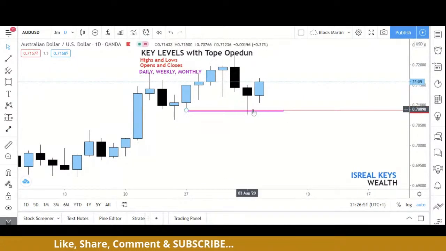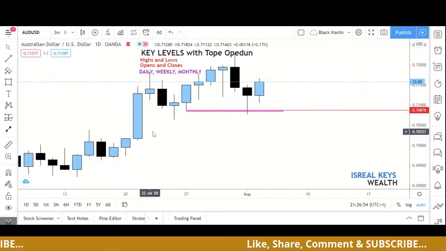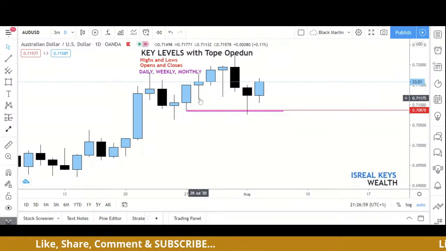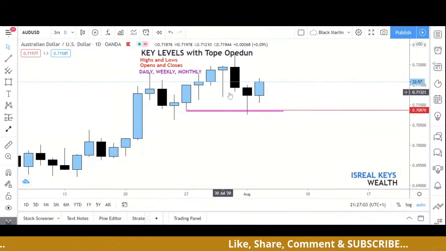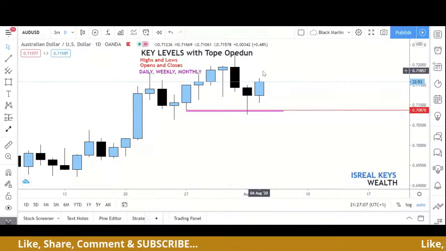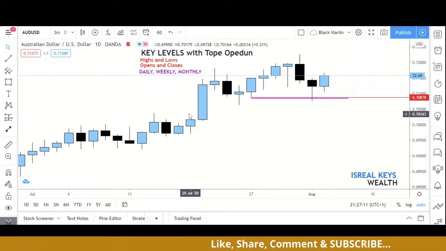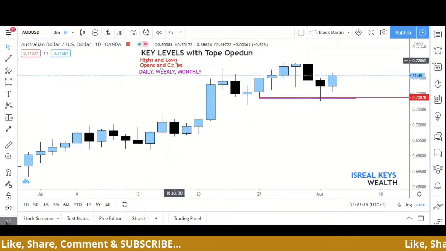Okay. They came into that level, took out stops. So people that have been moving their stops as the trend has been going, they took them out. So they took 1, 2, 3, 4 days' worth of stops out. Okay. And then they're resuming their move up.